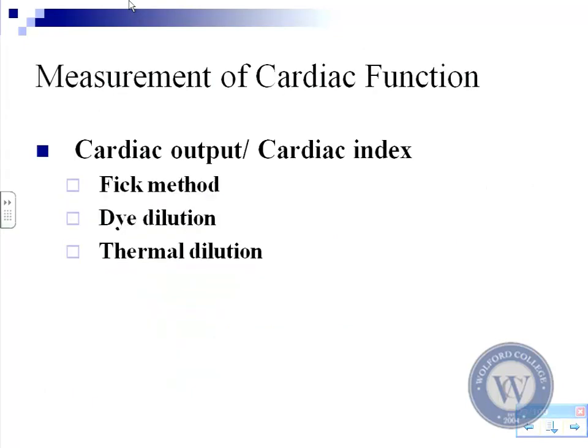Now, the measurements of cardiac output, I'm not going to spend a lot of time on this because I don't have enough time to cover all this. Cardiac output can be measured by the Fick method, which is a calculation method, dye dilution, which is what was done a long time ago and is still done in cath labs to this day, or thermal dilution, which is what we do these days.